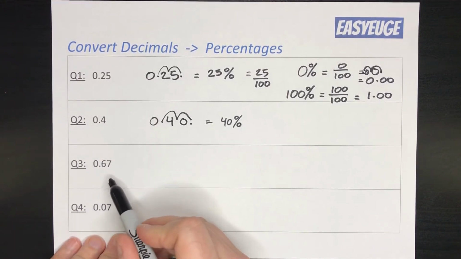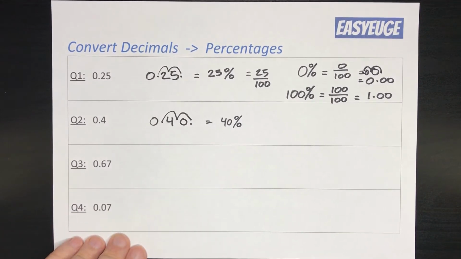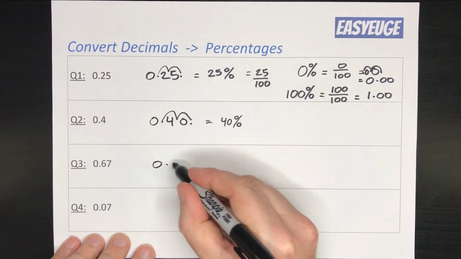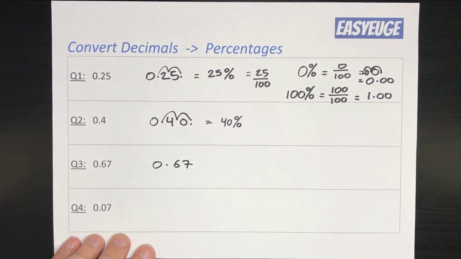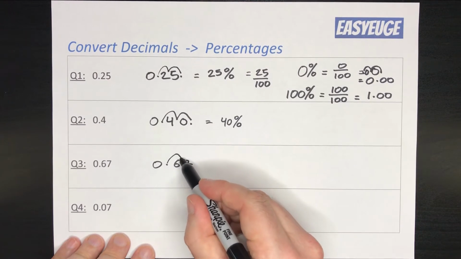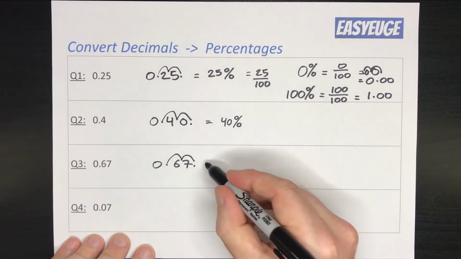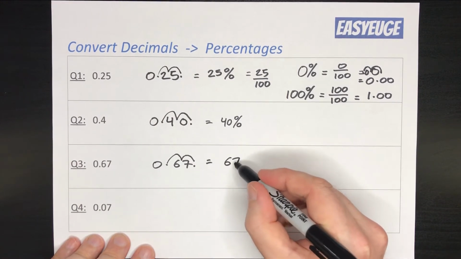Let's move on to something a bit trickier looking, like 0.67. What is that decimal as a percentage? Simply write it down, 0.67, don't be afraid of it. Find the decimal point, there you are, multiply by 100%. Let's do it. 1, 2, the decimal ends up here, and this is simply 67%.